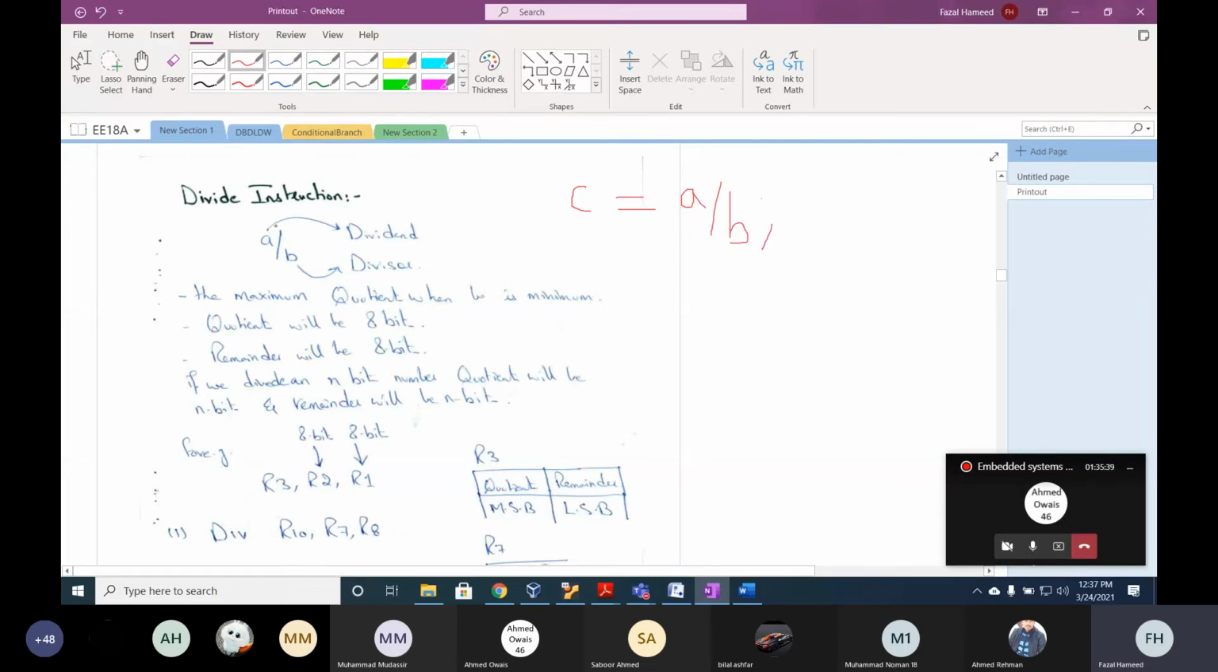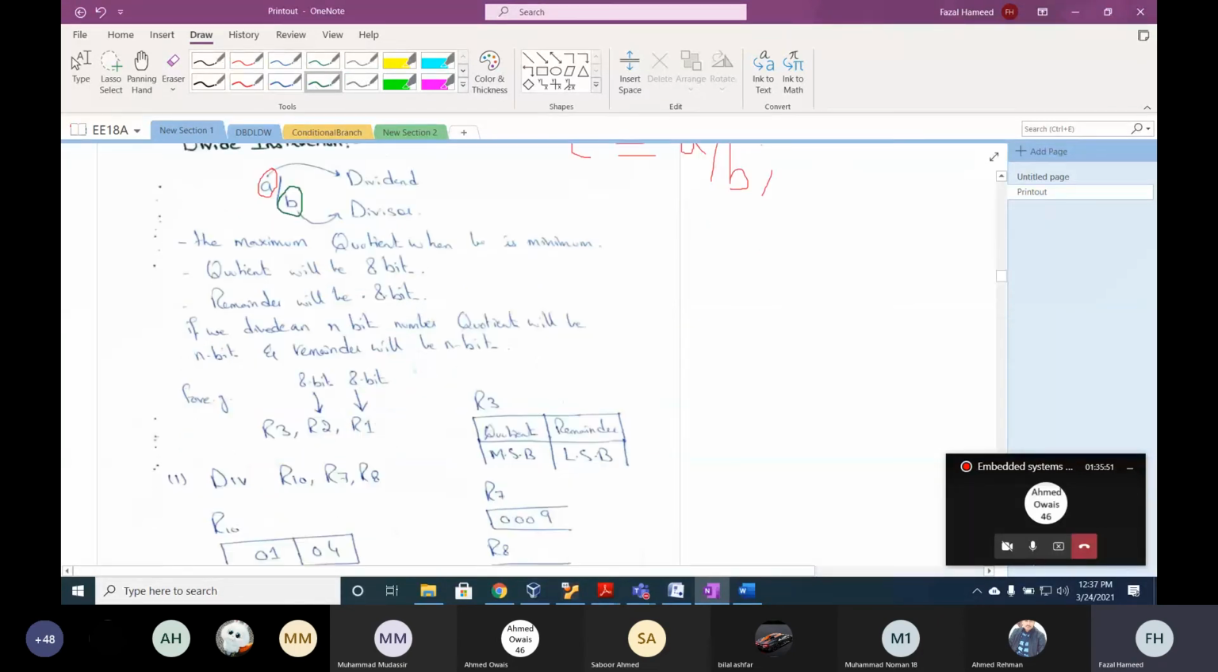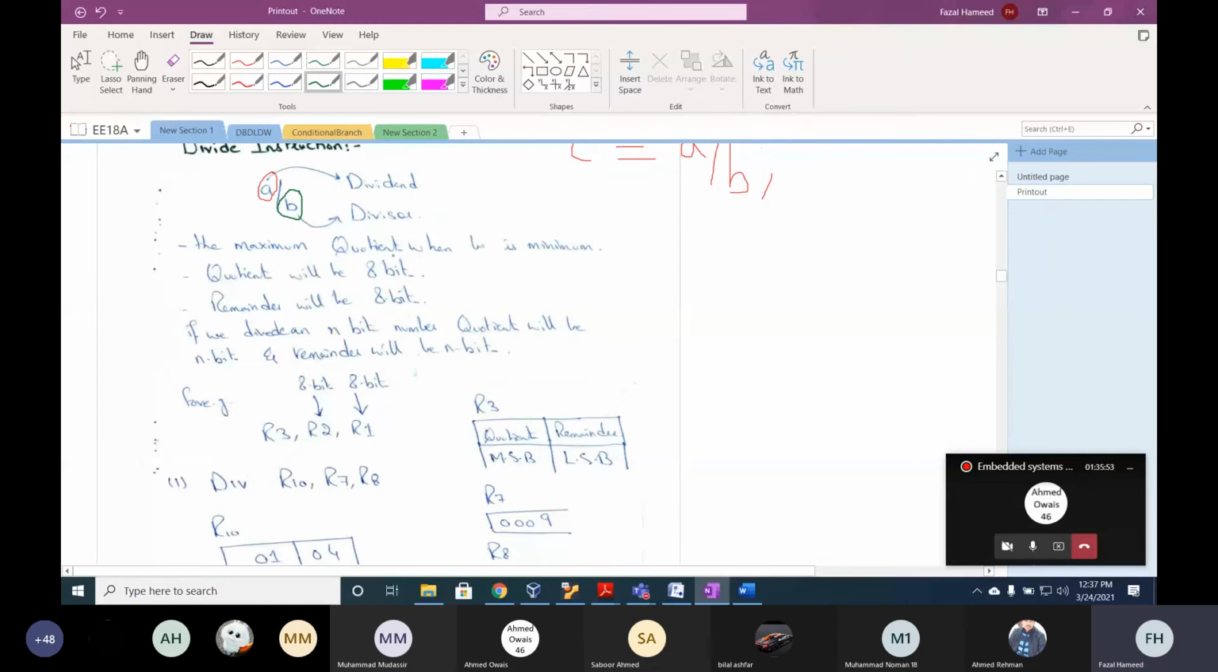What is A called? Dividend. B is called Divisor. It's so simple. In this example, the quotient will be 8-bit and the divisor will be 8-bit.